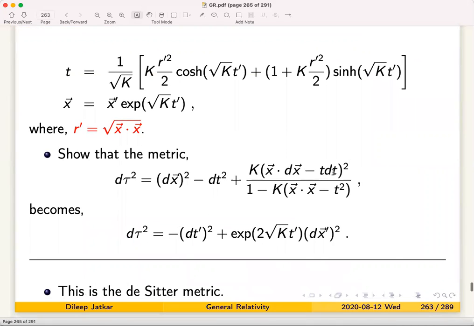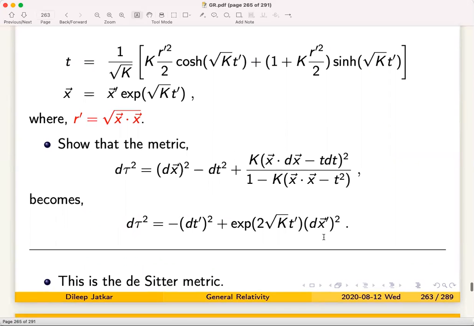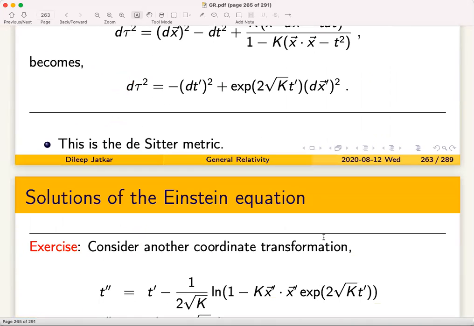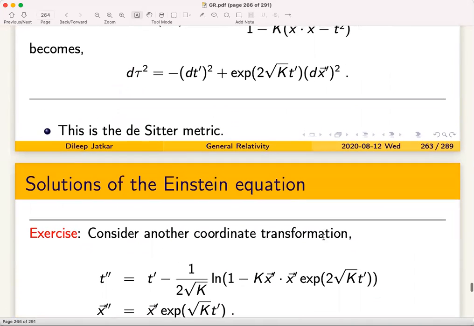Okay, there are two different ways of writing this metric. One is this one, and the other is this one. This has explicit time dependence with an exponentially growing scale factor of the spatial part of the metric, and this is what is called the de Sitter metric. The de Sitter metric, of course, can be written in the time independent form.